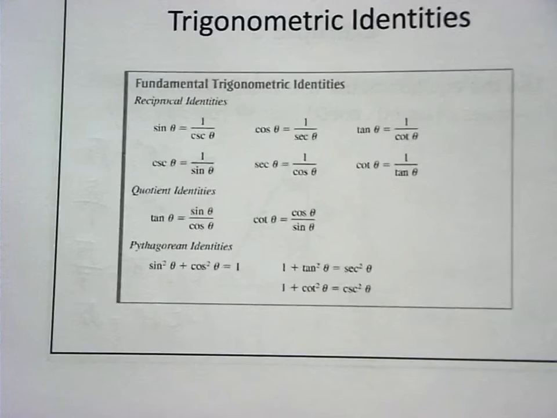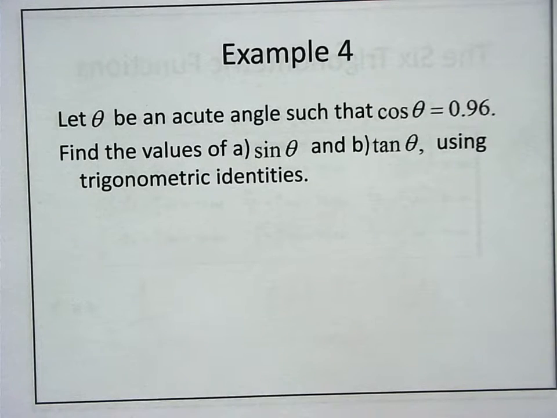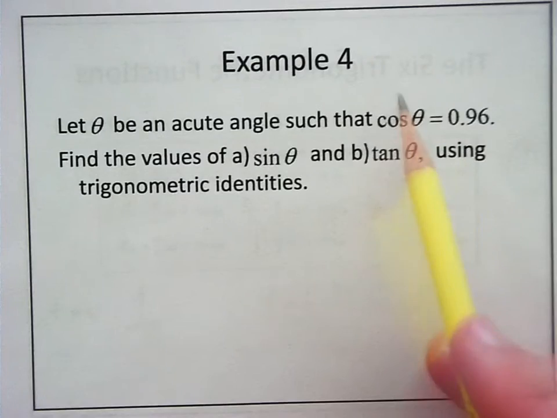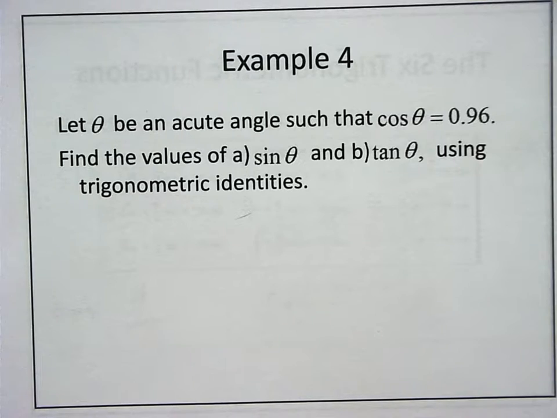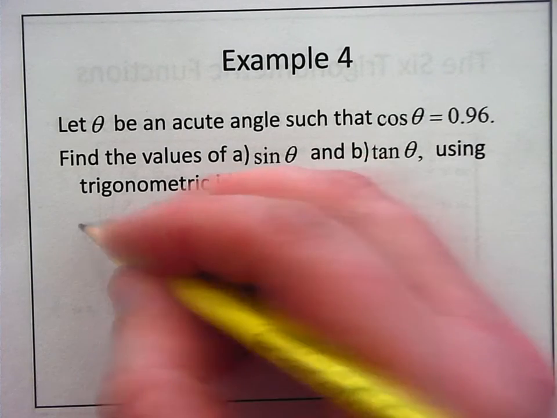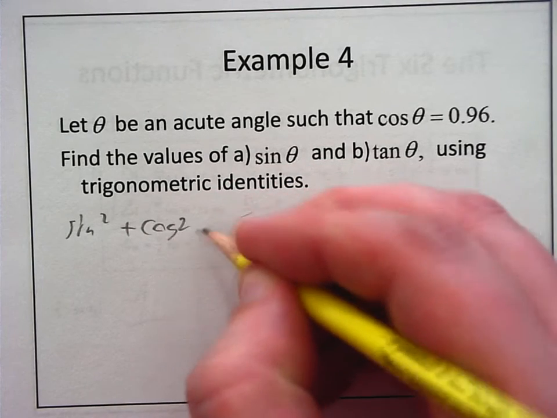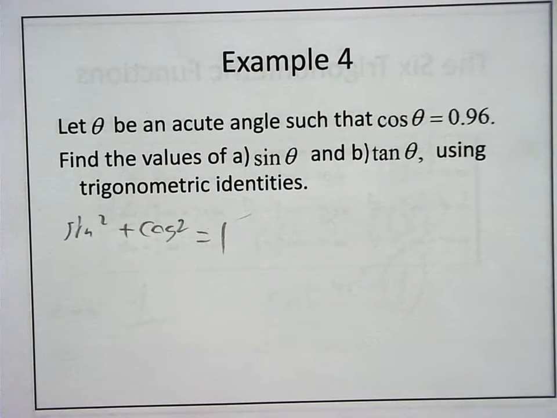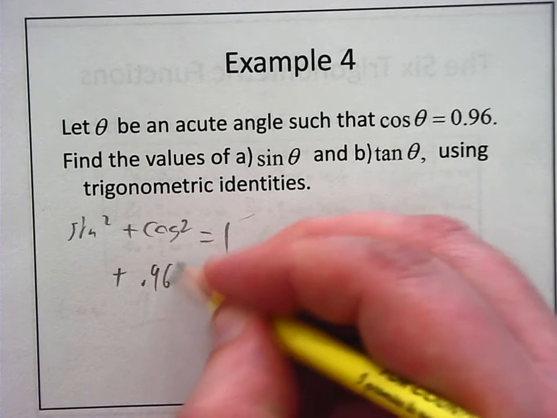So I can use those when I have oddball connections, ones that aren't as blatant. Sine to cosecant, no big deal, that's the reciprocal. Sine to cosine, though, I don't have a direct relationship between them. So this is where the Pythagoreans come into play. I'm going to use the fact that sine squared plus cosine squared is equal to 1. And then cosine is given to me. So what's 0.96 squared?